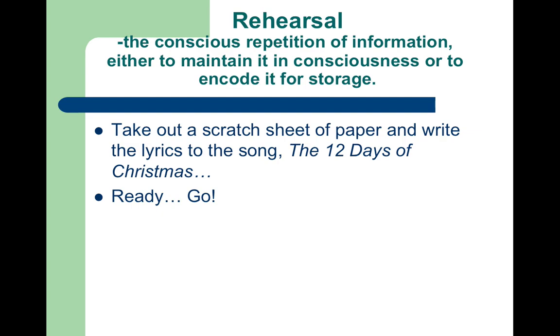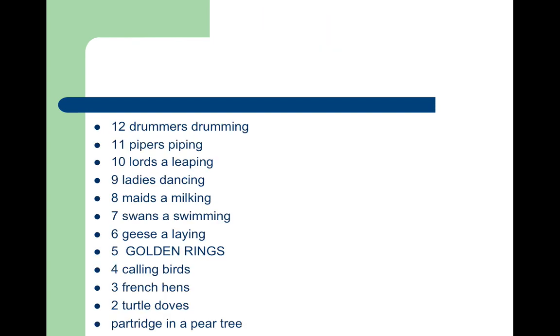You can see by the example on this slide, it says, take out a scratch sheet of paper and write the lyrics to the song, The 12 Days of Christmas. Ready, go. Well, the idea is that you are going to remember the 5, 4, 3, 2, 1, first day of Christmas, second day of Christmas, third day of Christmas, fourth day, because in that song, you repeat them over and over and over again. You're probably going to have a more difficult time remembering the 12th day of Christmas or the 11th day of Christmas. So that just gives you an idea of how rehearsal and repetition allows for you to encode information.